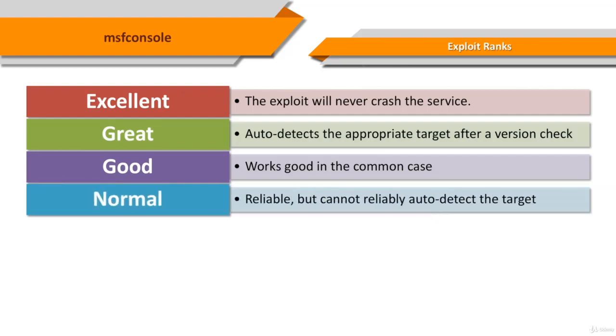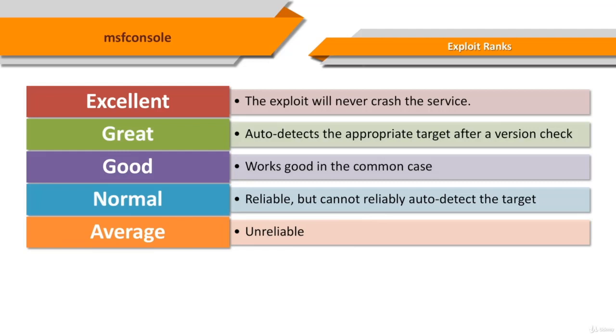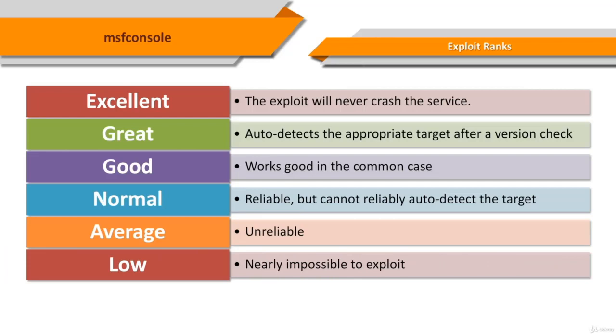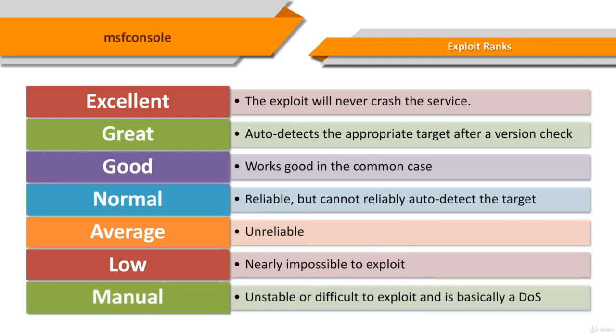Normal: this exploit is otherwise reliable, but depends on a specific version and can't or doesn't reliably auto-detect. Average: the exploit is generally unreliable or difficult to exploit. And low: the exploit is nearly impossible to exploit, or under 50% success rate for common platforms. And manual: the exploit is unstable or difficult to exploit and is basically a DoS. This ranking is also used when the module has no use unless specifically configured by the user. For example, exploit/unix/webapp/php_eval.